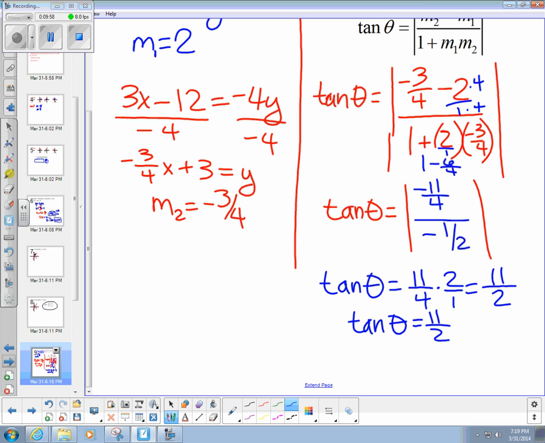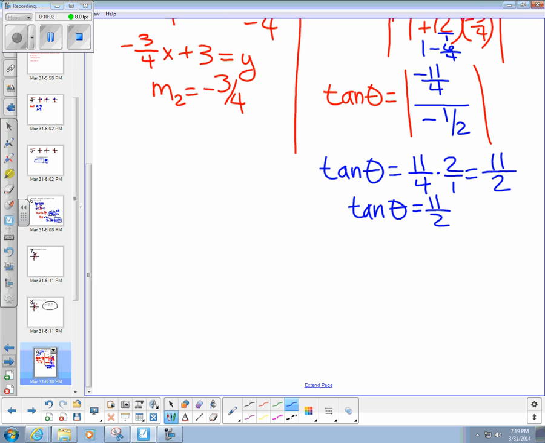Okay, now again, 11 over 2 is not a special angle. I can't get the answer using the hand trick, so I'm going to have to use the calculator. So inverse tangent of 11 over 2, and when you put that in the calculator, you get theta is approximately 1.391 radians. If we were doing this in degrees, that is approximately 80 degrees.